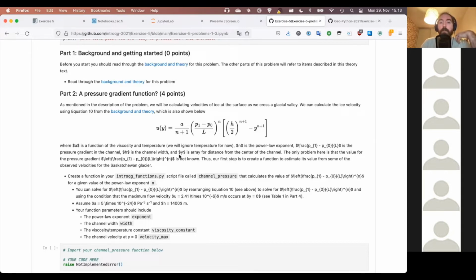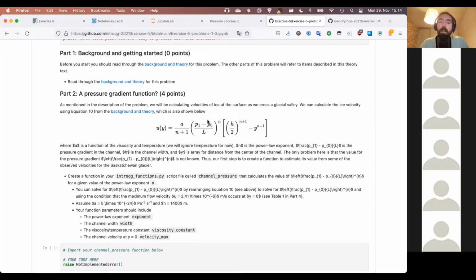Your first job is to create a function, a pressure gradient function, to calculate this term here in the middle, (P1 minus P0) over L, to the power n. So you can rearrange this equation in order to solve for this term. And when you solve for that term, you're going to be given a velocity that you can use here for your u that you can plug in there. You're going to be given a value of h and a value of y, and that will allow you then to solve for what the (P1 minus P0) over L to the power n term would be equal to.